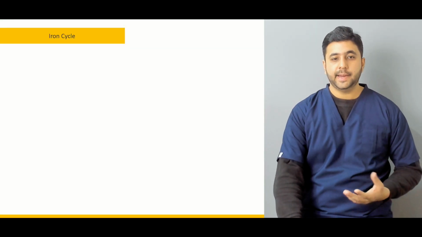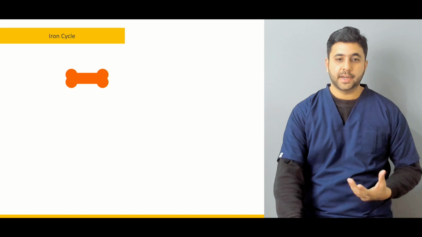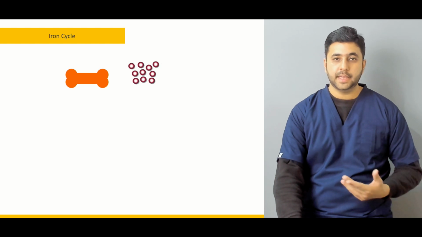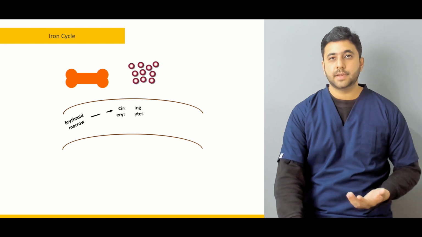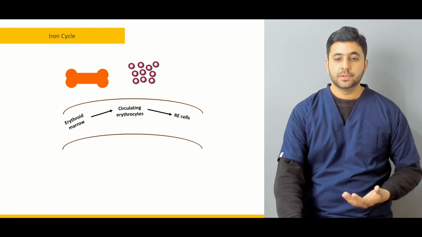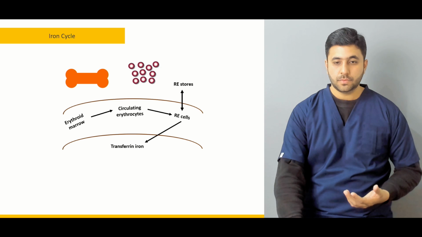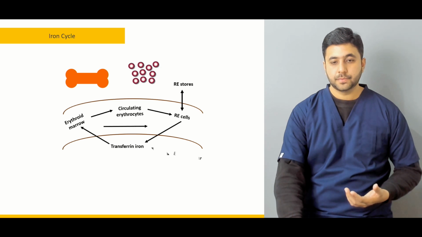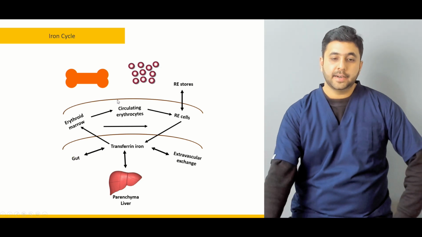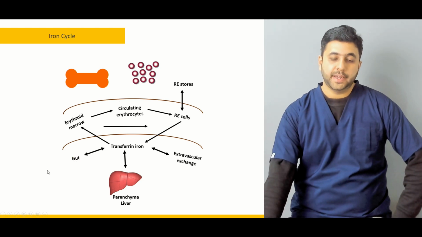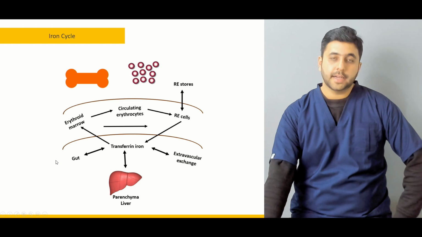The same point is explained here in the sort of a diagram. Let me just play the diagram first, and then we are going to explain it step by step so that you have a better understanding of what is going on. So we start off here at the level of transferrin. Transferrin iron is the one which is taken up by the gut. So we take up iron in the form of the food.